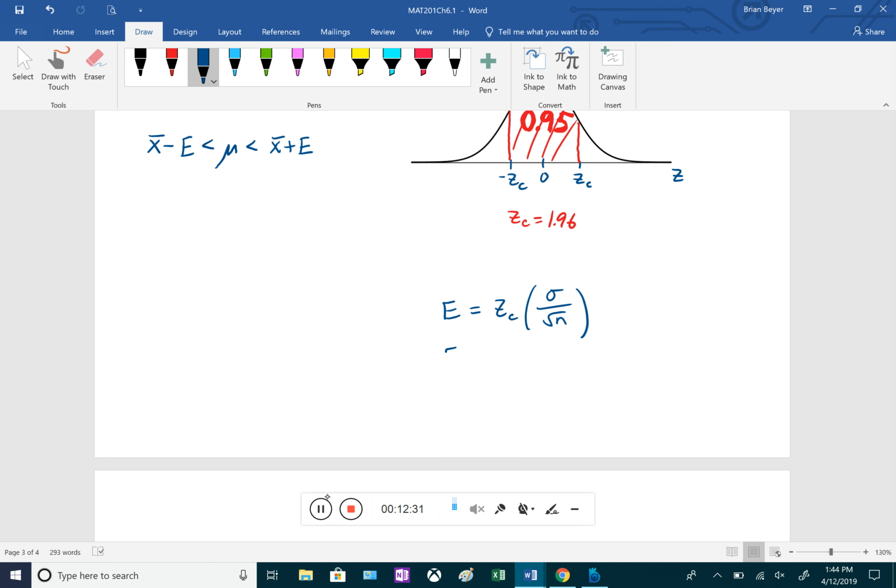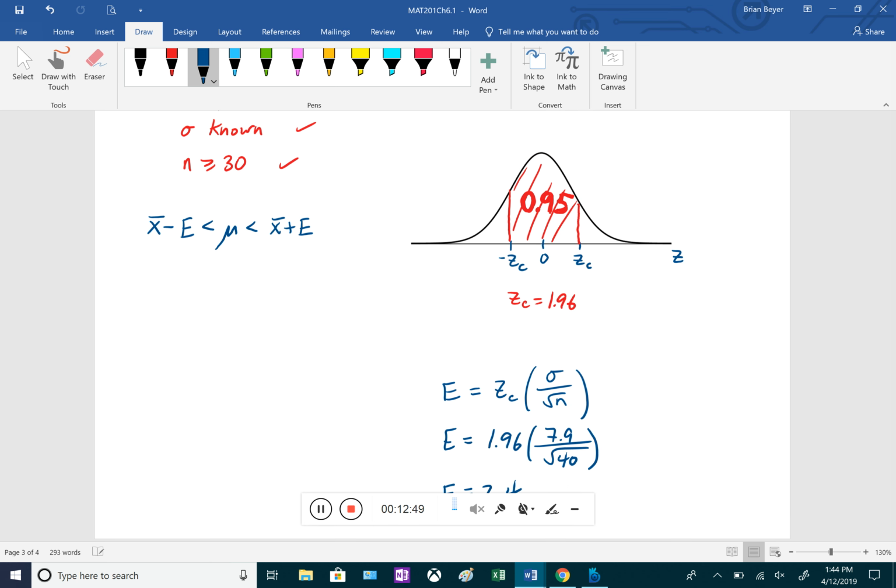So it's going to be e equals 1.96 times 7.9 over the square root of 40. Same numbers as last time. We got, right over here, e equals 2.4.